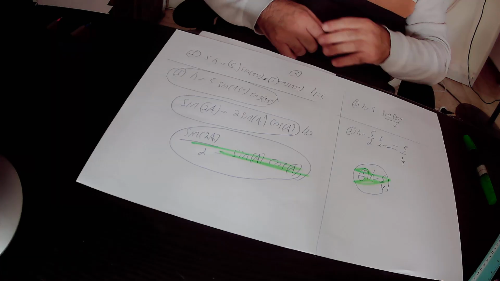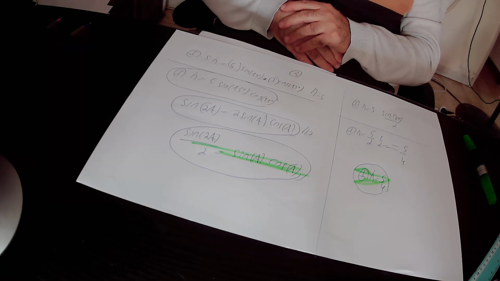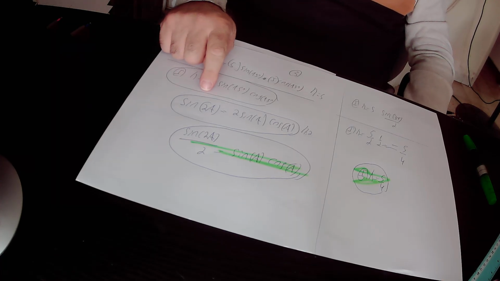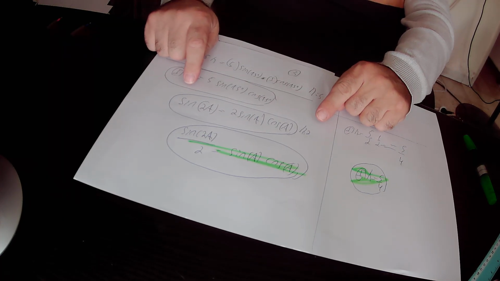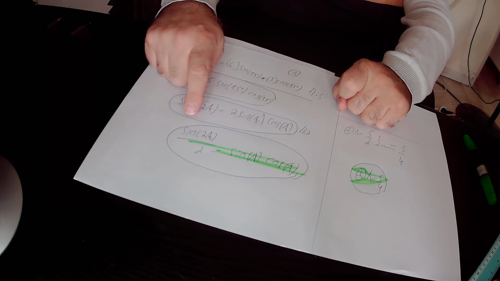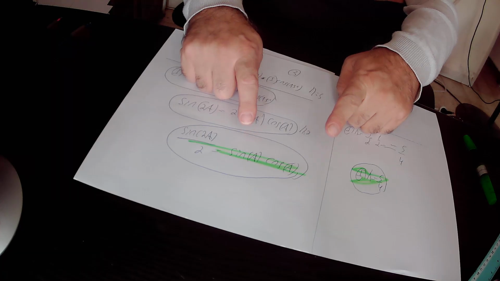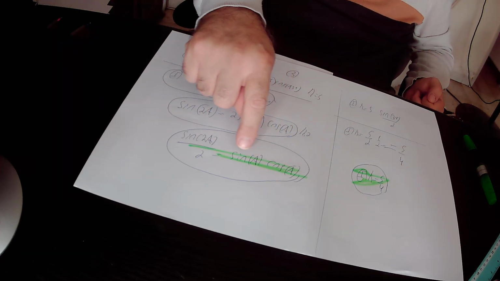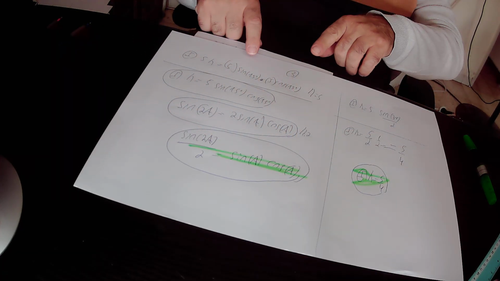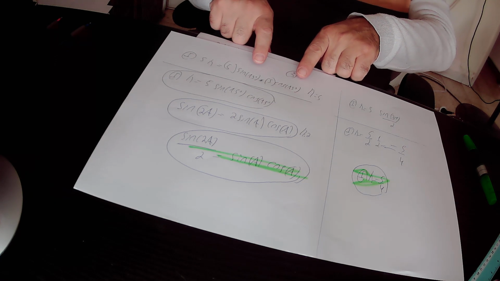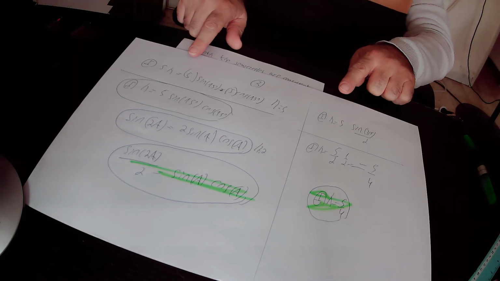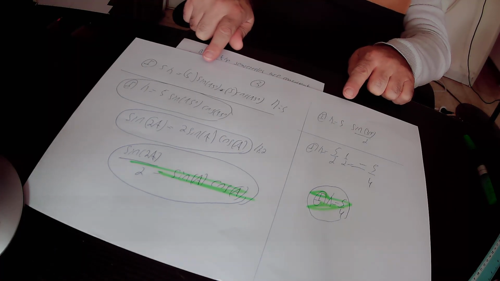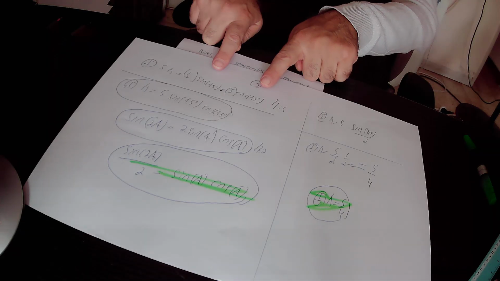We use the trigonometric identity that says sine 2A equals 2 sine A cosine A. Here we divide this identity by 2 and find that sine 2A over 2 equals sine A cosine A. We use this identity in order to find the value of sine 15 degrees times cosine 15 degrees, since according to equation 1, H equals 5 times sine 15 degrees times cosine 15 degrees.